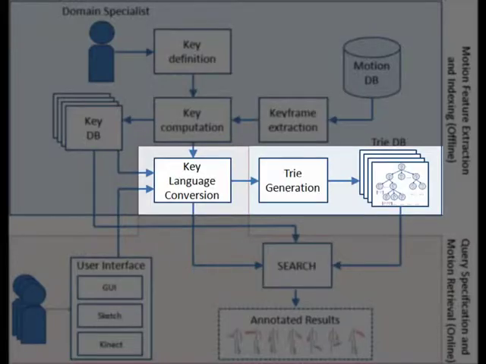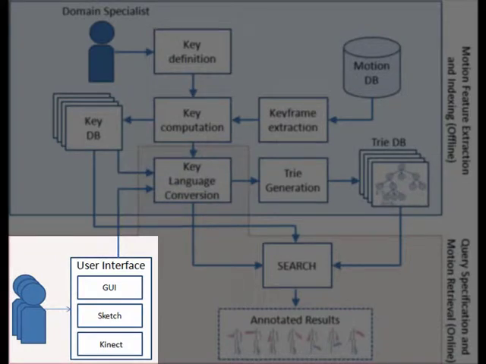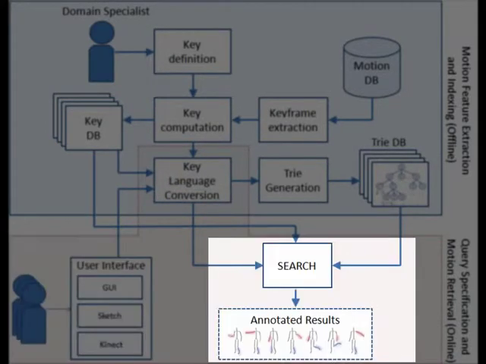Keys are computed for all frames of all motions and are used to populate prefix trees which support subsequent searches that are independent of database size. A user can specify a query using a combination of motion keys to retrieve complex motions at interactive rates on large motion databases.